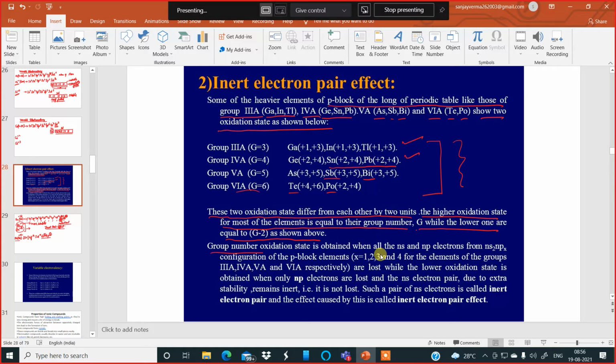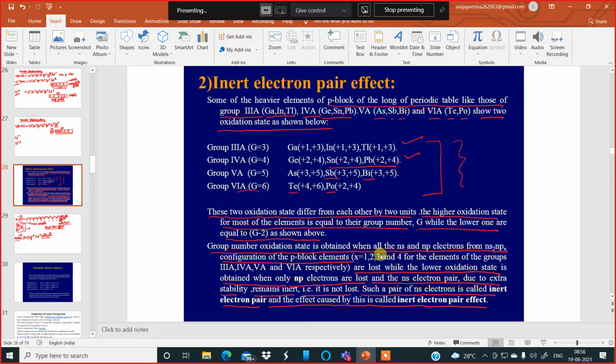The group number oxidation state is obtained when all the ns and np electrons from the ns2 np^x configuration of the p block elements are lost, while the lower oxidation state is obtained when only np electrons are lost and the ns electron pair, due to extra stability, remains inert, that is, it is not lost. Such a pair of ns electrons is called inert electron pair, and the effect caused by this pair is called the inert electron pair effect.